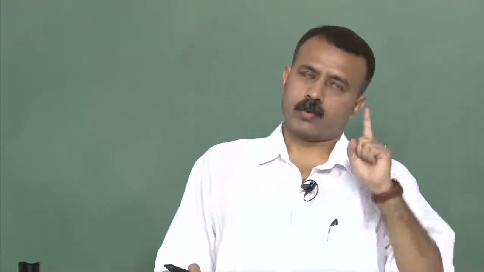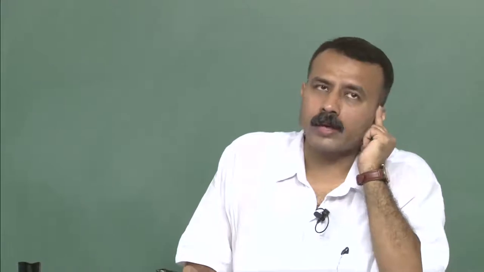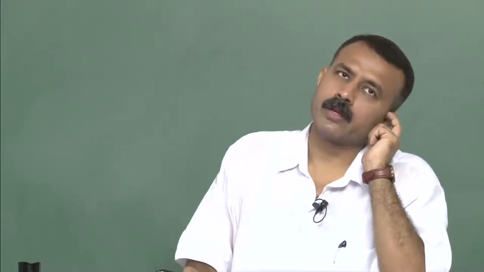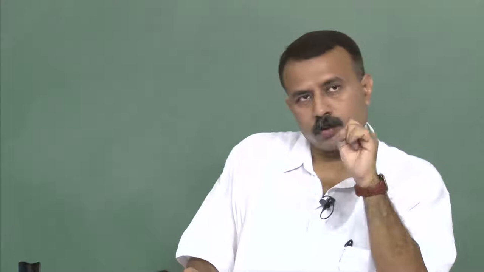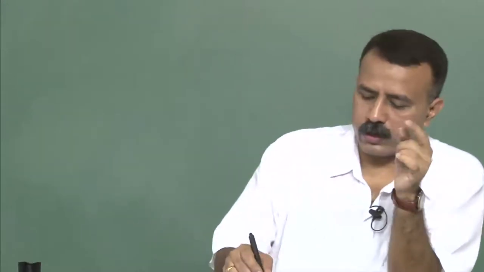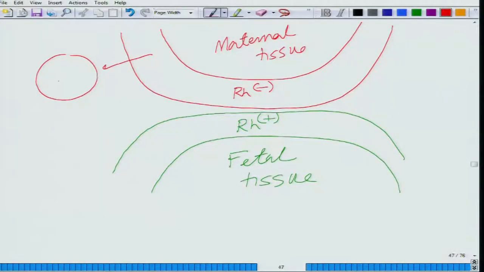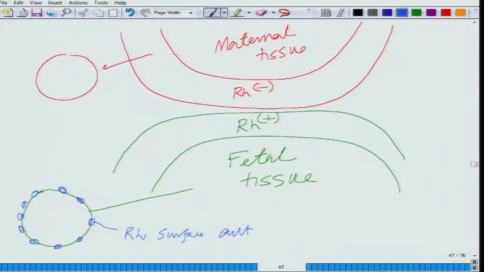So, this woman does not have any antibodies as of now, because she is Rh negative and does not have any antibodies against the Rh factor, because she has never been exposed to an Rh positive situation. So, essentially the blood present on the mother's side does not have any such marker, whereas on the fetus side, the baby whom she is going to give birth to has these Rh proteins, Rh antigen on the surface of these RBCs. Fine. So, these are Rh surface antigen.